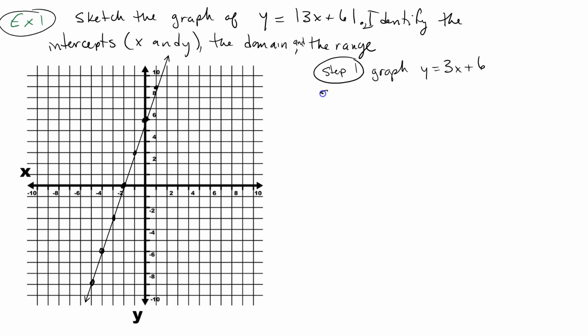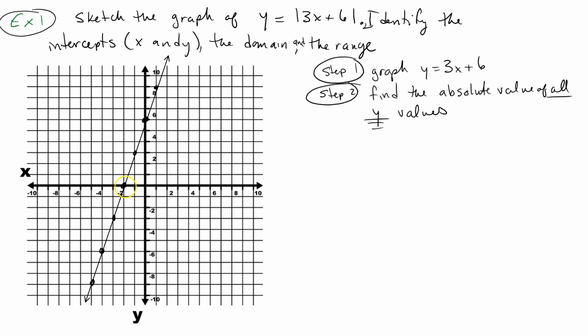So, next is step 2. Find the absolute value of all y values. Okay, so the absolute value of 0 is still 0. The absolute value of 3 is still 3. The absolute value of 6 is still 6. However, this one down here, the absolute value of negative 3 is positive 3. So this point in the graph y equals 3x plus 6, with the absolute value, pops up to 3. I'm just going to change my color here.